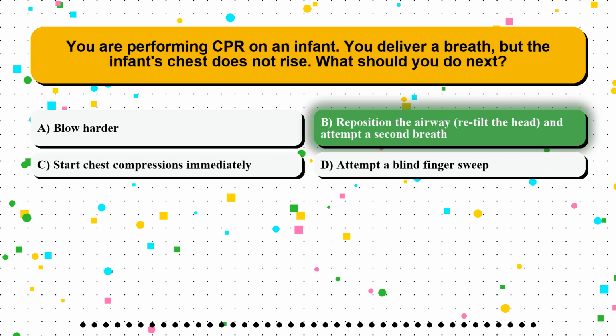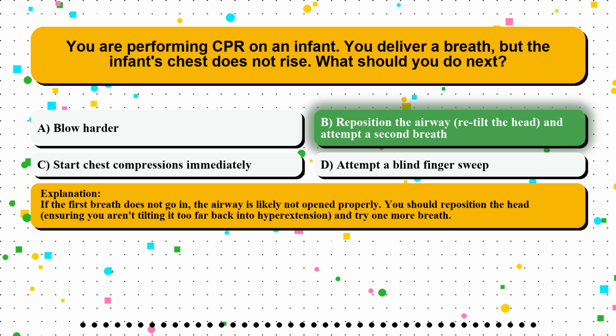The correct answer is option B, reposition the airway, retilt the head, and attempt a second breath. If the first breath does not go in, the airway is likely not opened properly. You should reposition the head, ensuring you aren't tilting it too far back into hyperextension, and try one more breath.